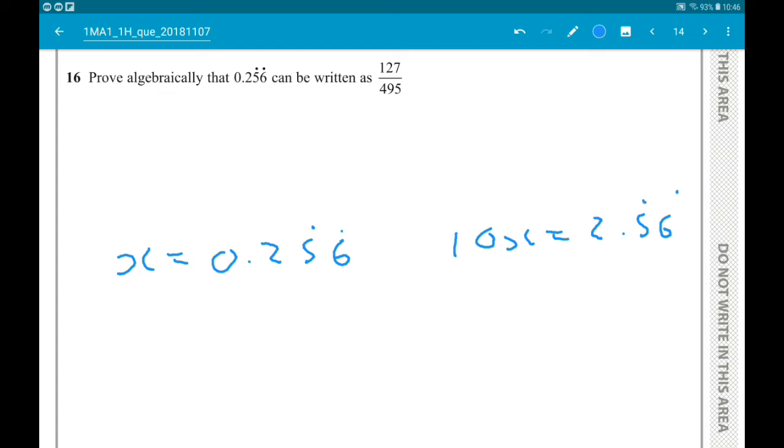Now we need another number with that exact same recurring decimal. So we need to move the decimal to the right 2 places. So we now multiply through by 100. So we're going to get 1000x is equal to 256.56 recurring.